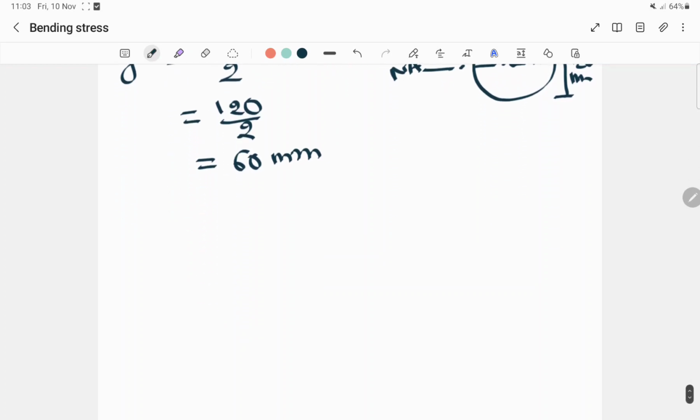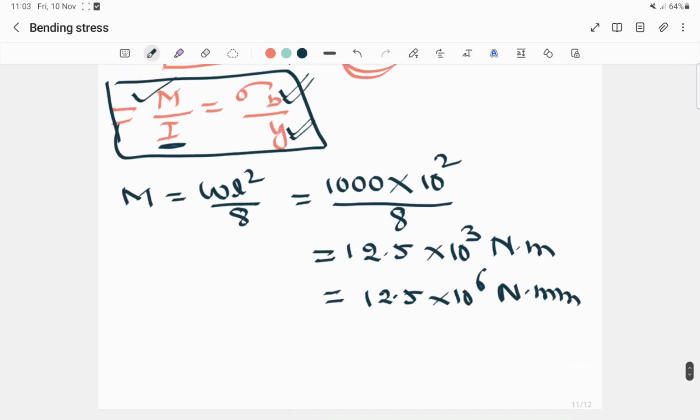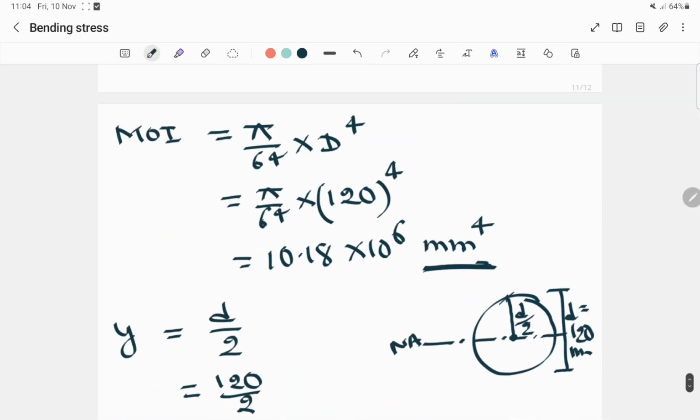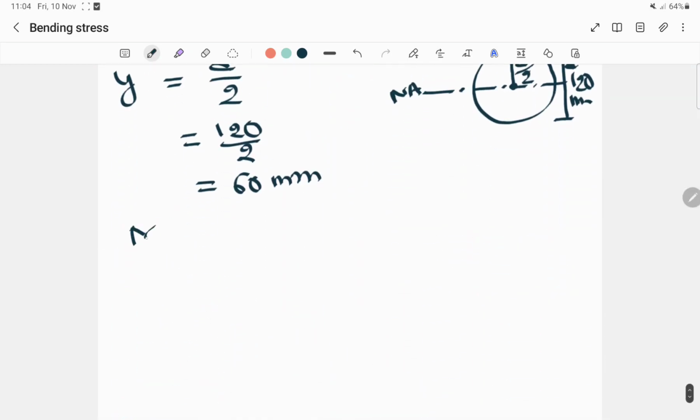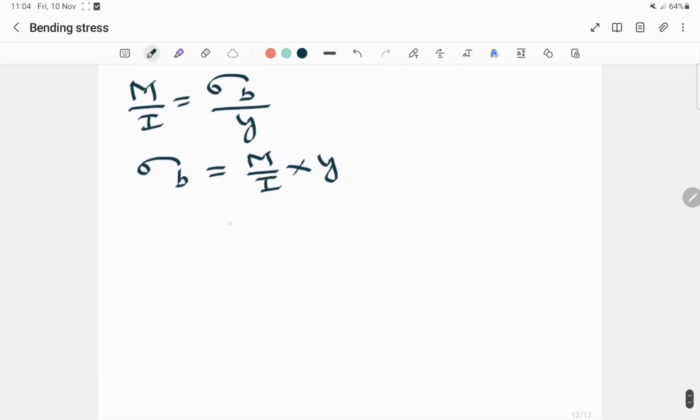Now we have all the values with us, we just need to put the values in this equation, M by I is equal to sigma b by y. What we have to do is shift this y to this side, then the equation will be sigma b is equal to M by I into y. So we just need to put all the values here.